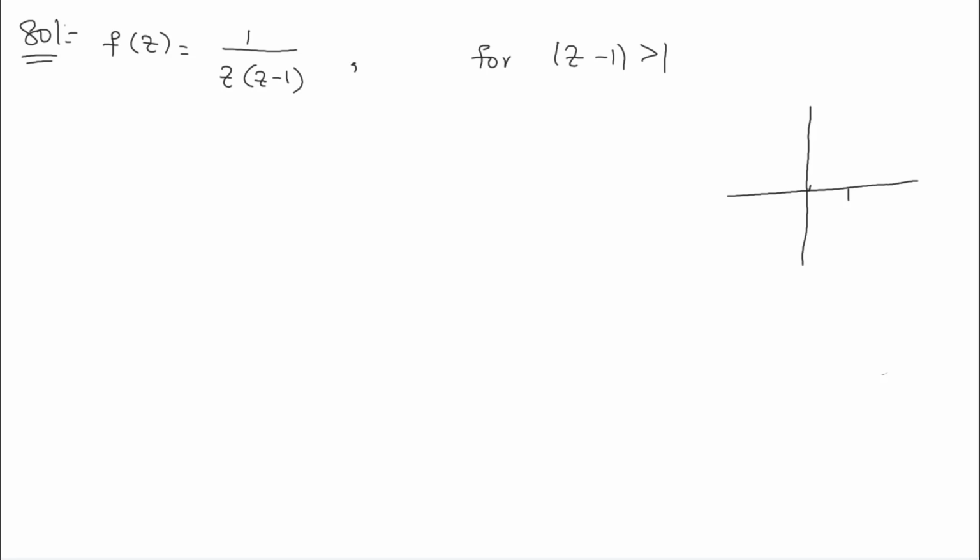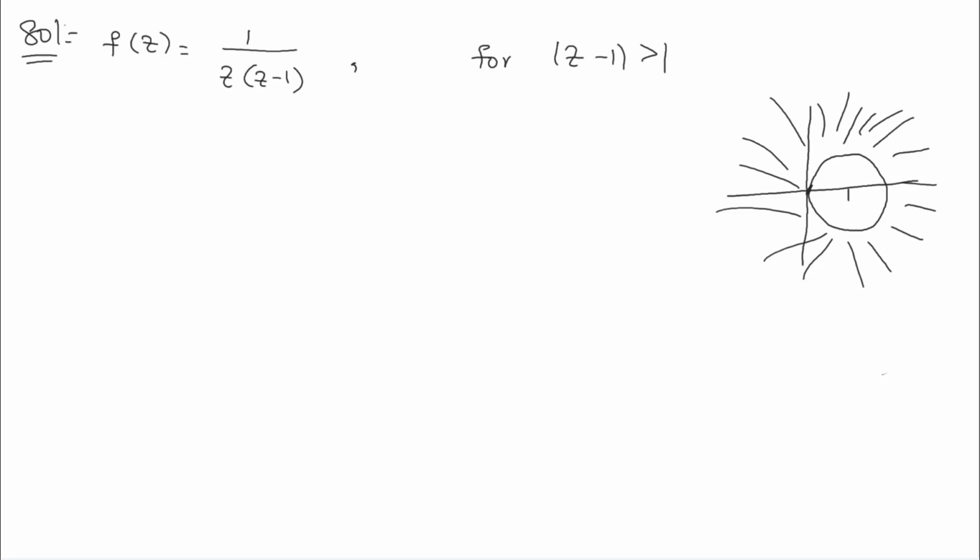So let me assume this as the circle of radius 1 with the center at 1. Of course, that circle goes through the origin, but since it is given modulus of z minus 1 is greater than 1, the region given is nothing but the outside of this circle, and not even on the boundary.